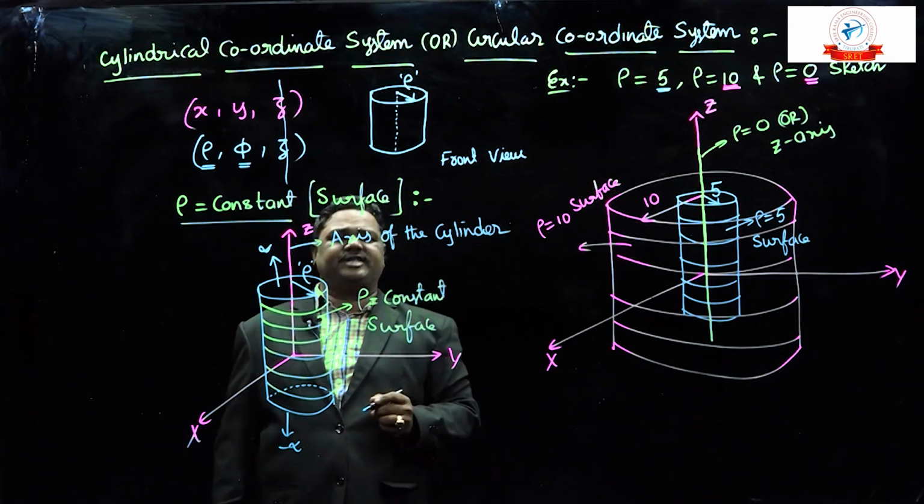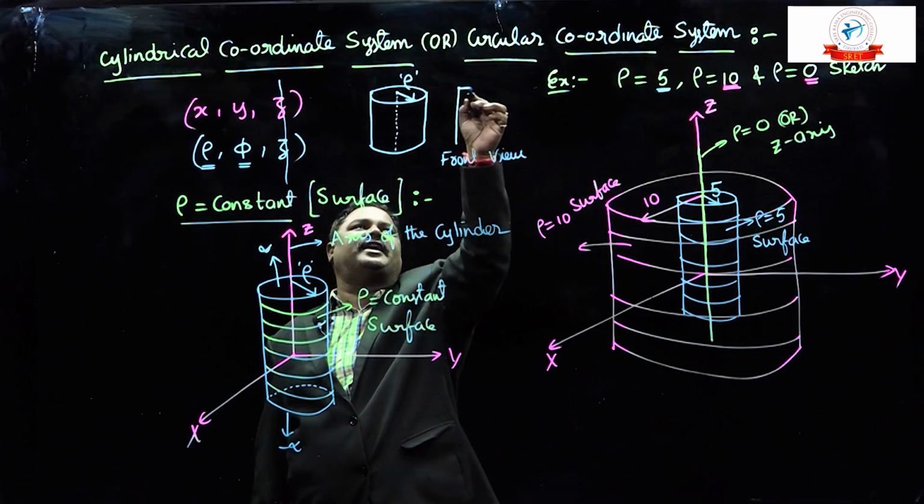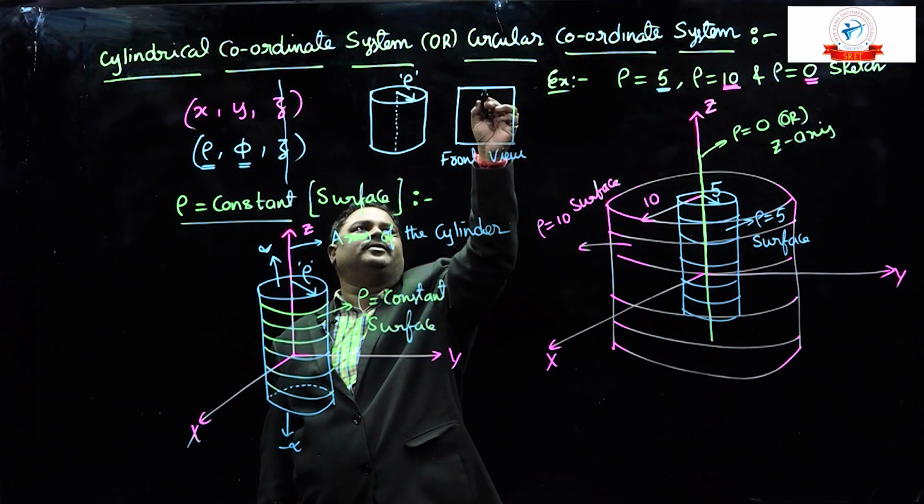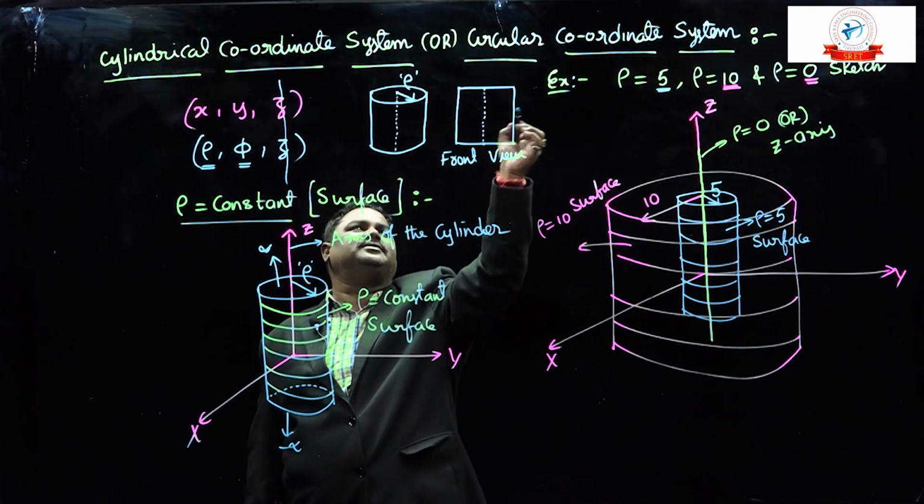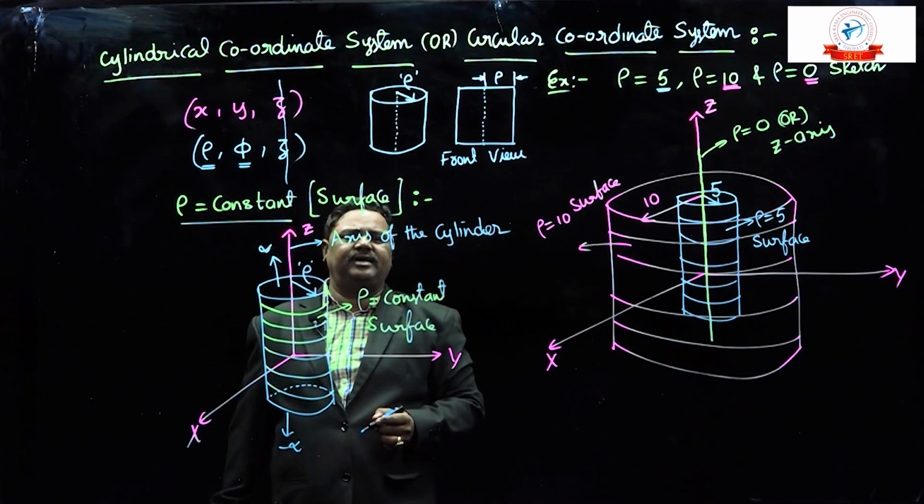In front view, how does the cylinder look? In the front view, the cylinder looks like a rectangle. So this is the cylinder axis and rho is the cylinder radius.